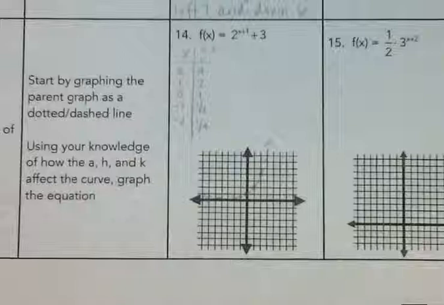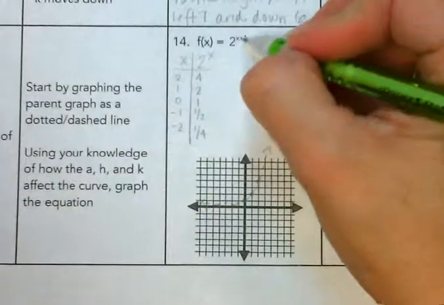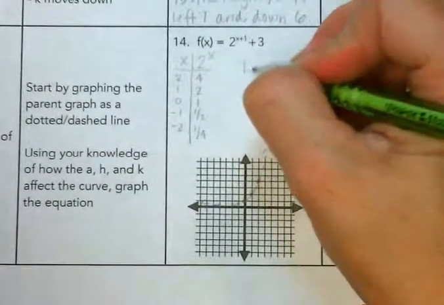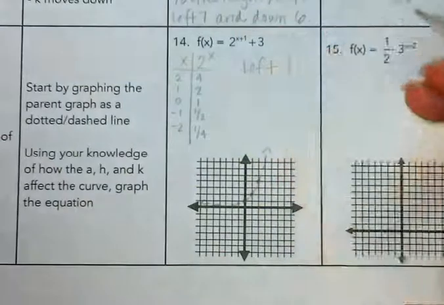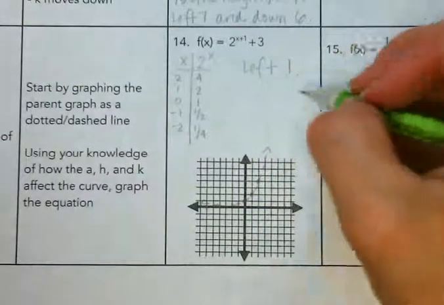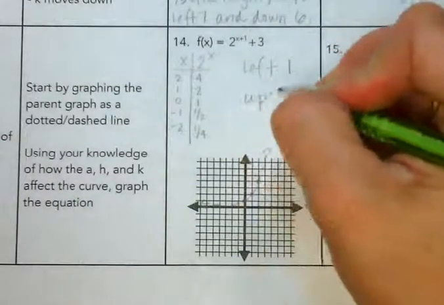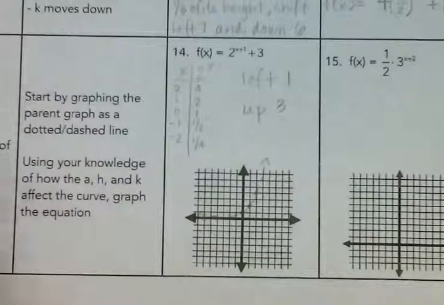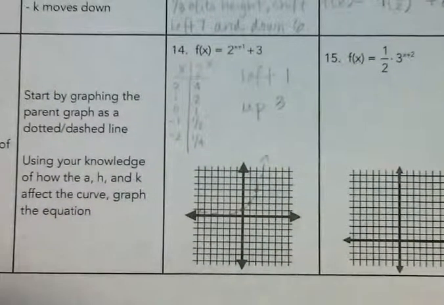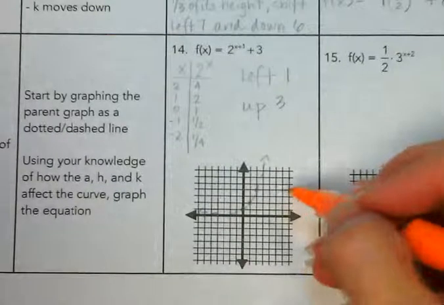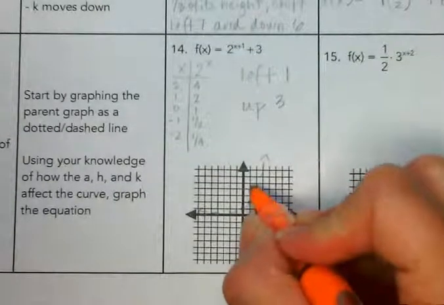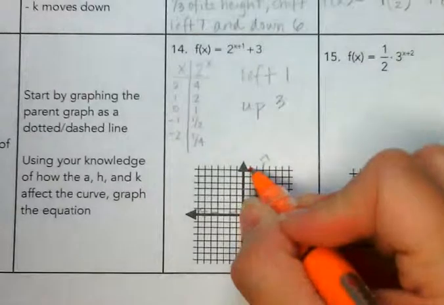All right, so now looking at the transformations, this +1 tells me that I need to shift this graph left 1, and then the +3 on the end tells me that I need to shift the graph up 3. So what I'm going to do is take these original points, and this one I'm going to do in pen. Here's a point right here. I need to go left 1 and up 3, and that's the new point.